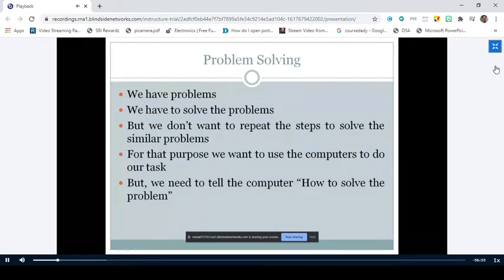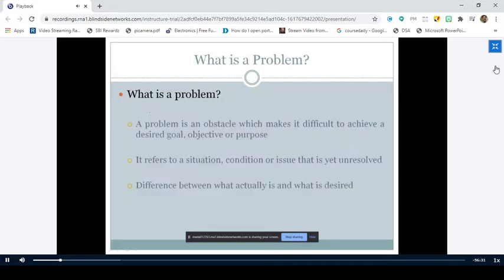But the problem with the computer is that it doesn't take its own decisions. It doesn't have the capability of making decisions, right? So for that purpose, we need to give some instructions to the computer saying that this is what you have to do, this is what you have to do, and all these things you have to write in a step-by-step manner. We know what that step-by-step procedure is, right? The step-by-step procedure to solve a problem is nothing but an algorithm. We'll see all those things also, right? So whenever we want to solve a particular problem using computers, we have to tell the computer how to solve that problem, right?